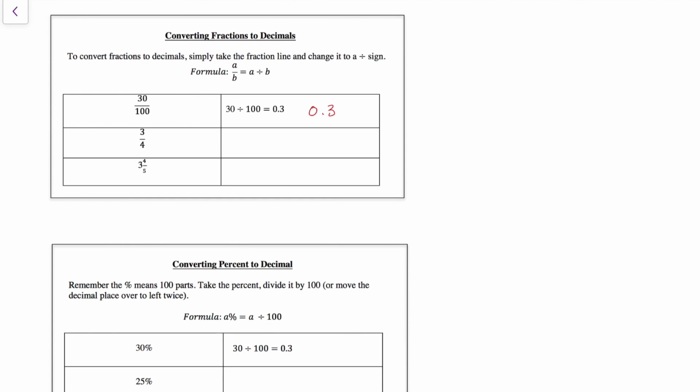Okay, so 3/4, we're going to do 3 divided by 4, and we get 0.75. Now for 3 4/5, the 3 is our whole number, and in a decimal, the whole number goes in the front. So we know our answer is going to be 3 decimal something. And to figure out the decimal side, I'm going to do 4 divided by 5, which equals 0.8. So my final answer is going to be 3.8.